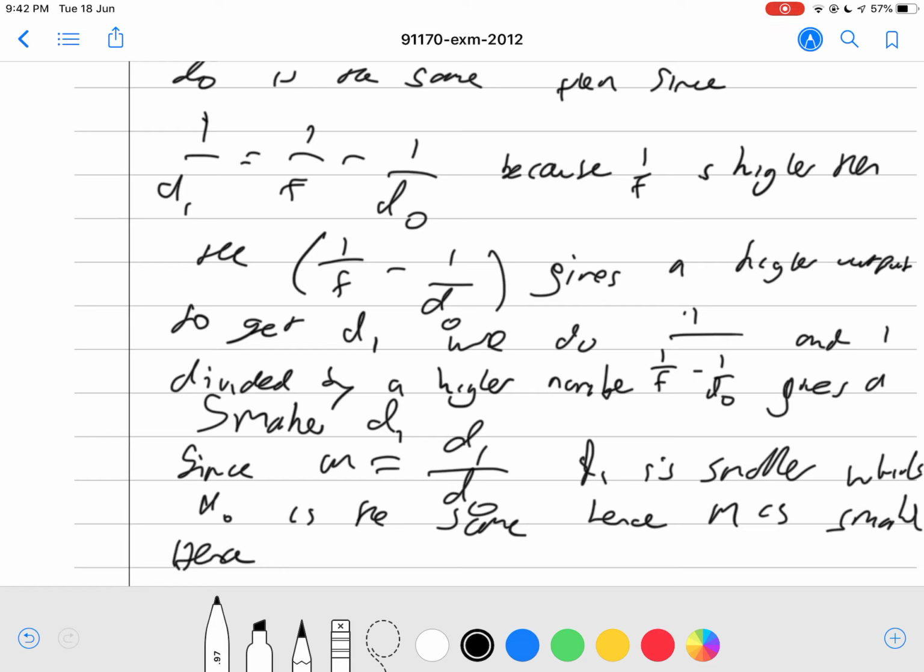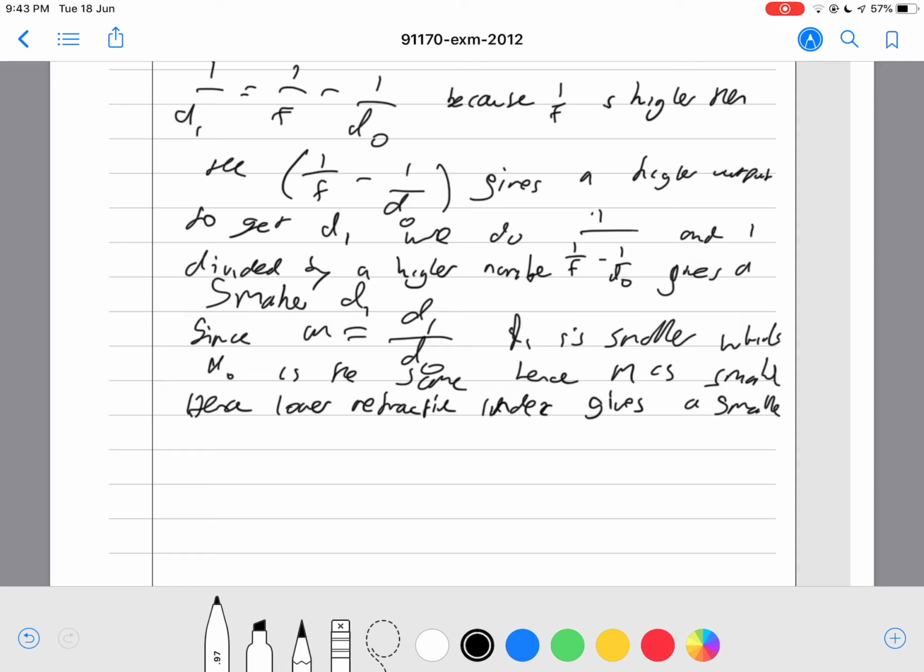Hence lower refractive index gives a smaller image because the magnification is less. Okay, so hence the lower refractive index gives a smaller image, and higher refractive index gives a bigger image.